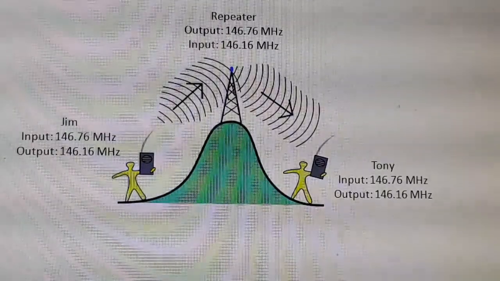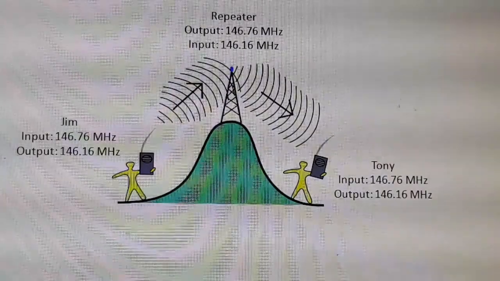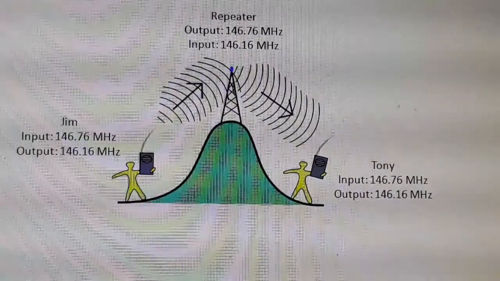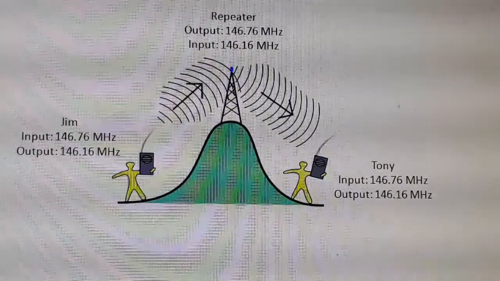Now the other thing you have to set with most repeaters now is a tone frequency. It's called CTCSS, which is the most common one. It's like a tone that you can't hear, but that tone will open up the repeater, and you have to program that into your radio. I'm going to show you that in the next part of this video.